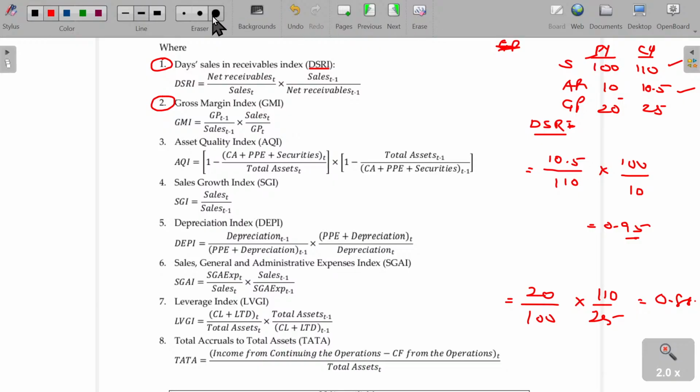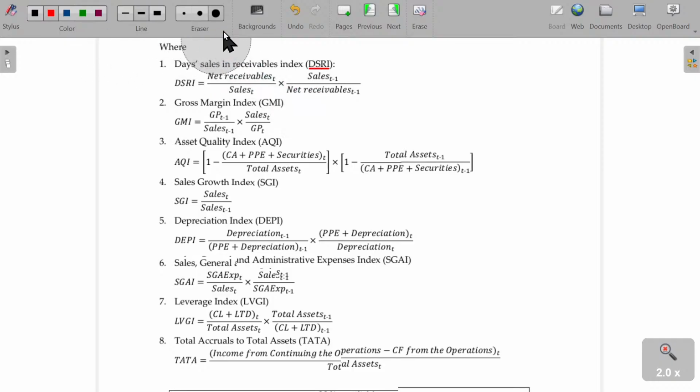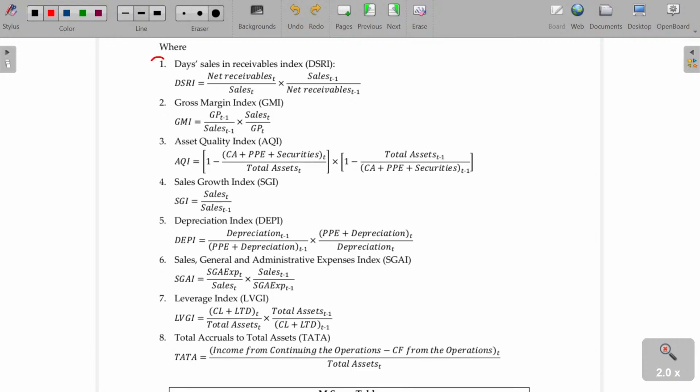Of course, it is not required to mug up all these things. I have not seen any illustration, and there is no illustration available in your text either. But I have given here a simple formula so that you can understand this. Days Sales in Receivables Index is equal to net receivables by sales into sales by net receivables. T represents the current year, T minus 1 represents one year earlier. GP index is GP by sales and the inverse of sales by GP, current year and previous year information.